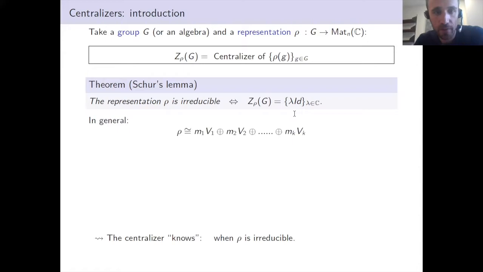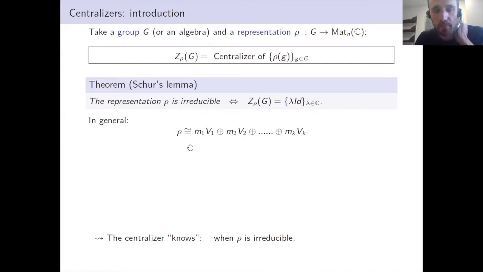And what happens if the representation is not irreducible? In general, a representation will not be irreducible, of course, but you can write it as a direct sum of irreducible representations. Here, V1, V2, Vk are different irreducible representations of G, but they may appear with some multiplicities. To be clear, M1 is a positive integer, say one. It can be one, of course, but it could also be two, three, or more. And this notation means that we have V1 plus V1 plus V1 several times.